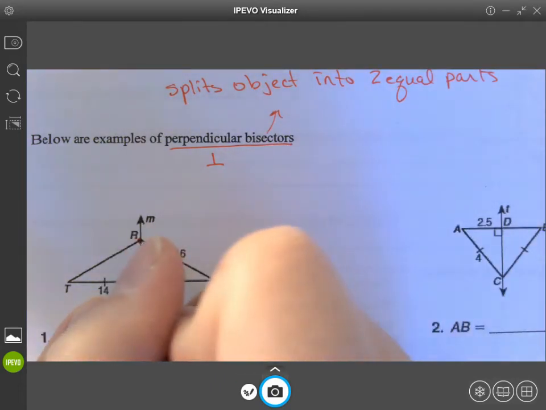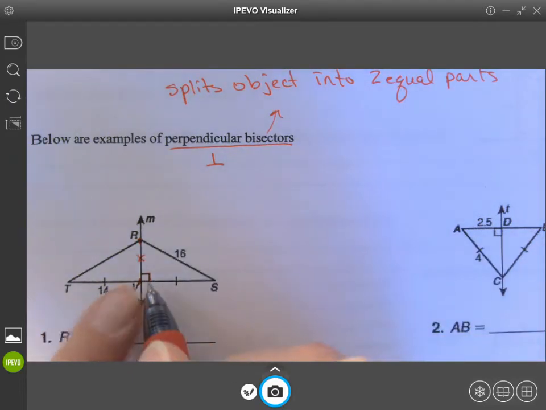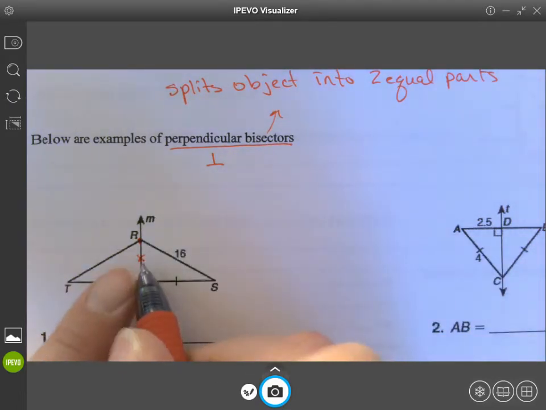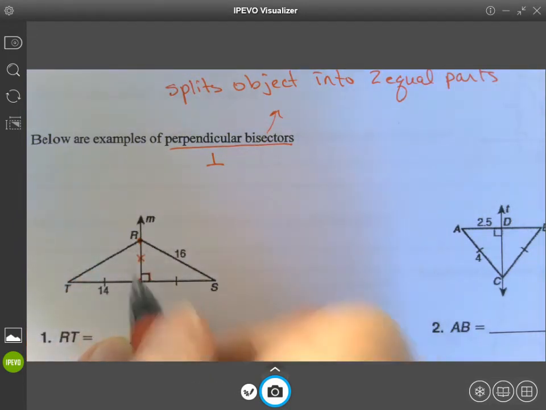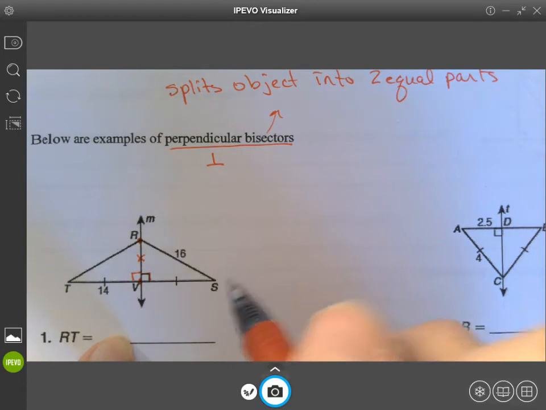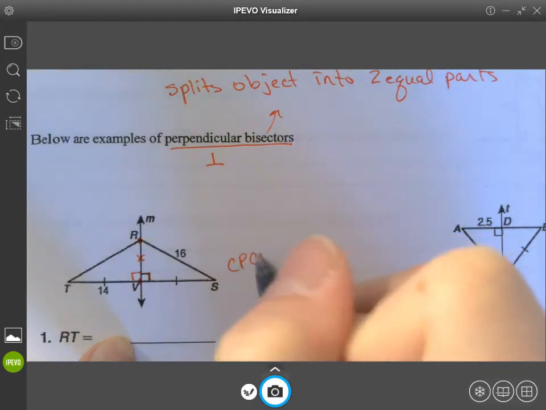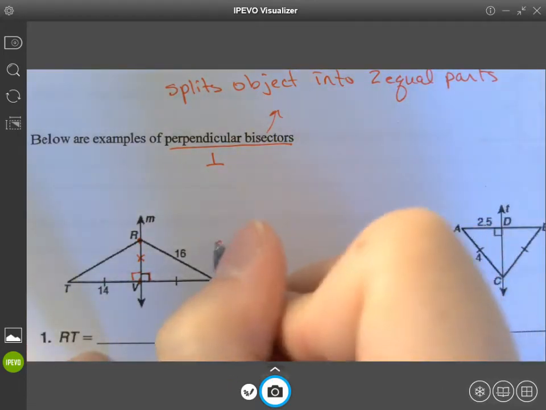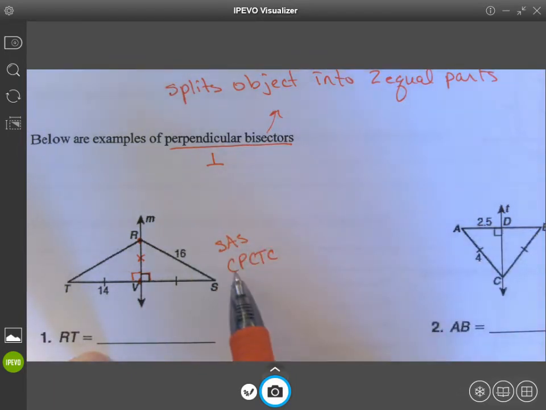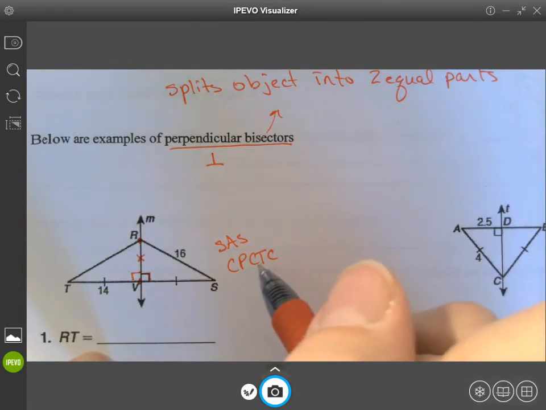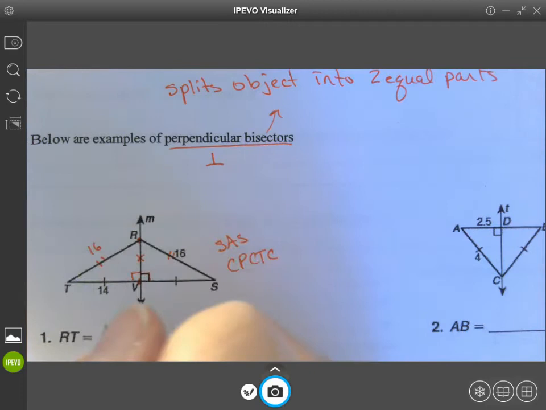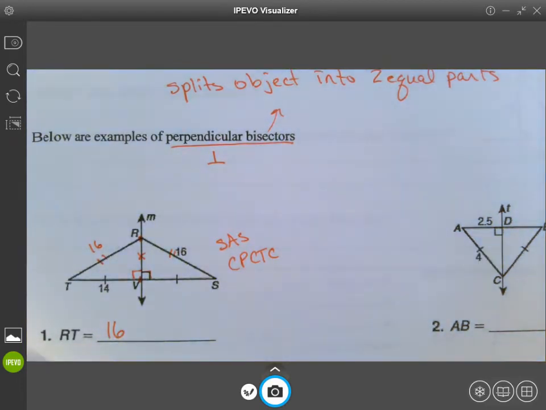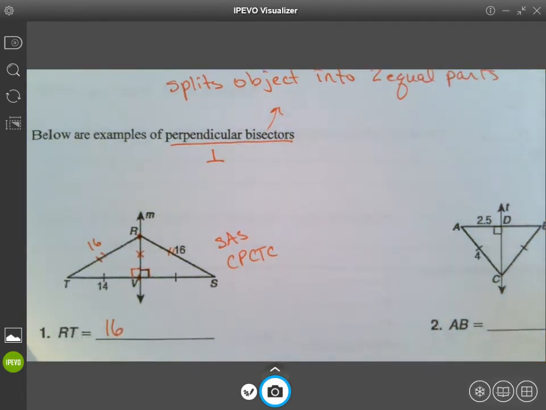Guys, this goes back to our congruent triangles. Remember SAS, side, angle, side? These triangles are congruent because of this angle bisector, creating these two 90-degree angles. So then CPCTC: if you have congruent triangles by side, angle, side, then all the corresponding parts are congruent for the triangles. Corresponding parts of congruent triangles are congruent. So that means that if this is 16, that's 16. It's not a guess. It's not because it looks that way. We can prove it. All right.